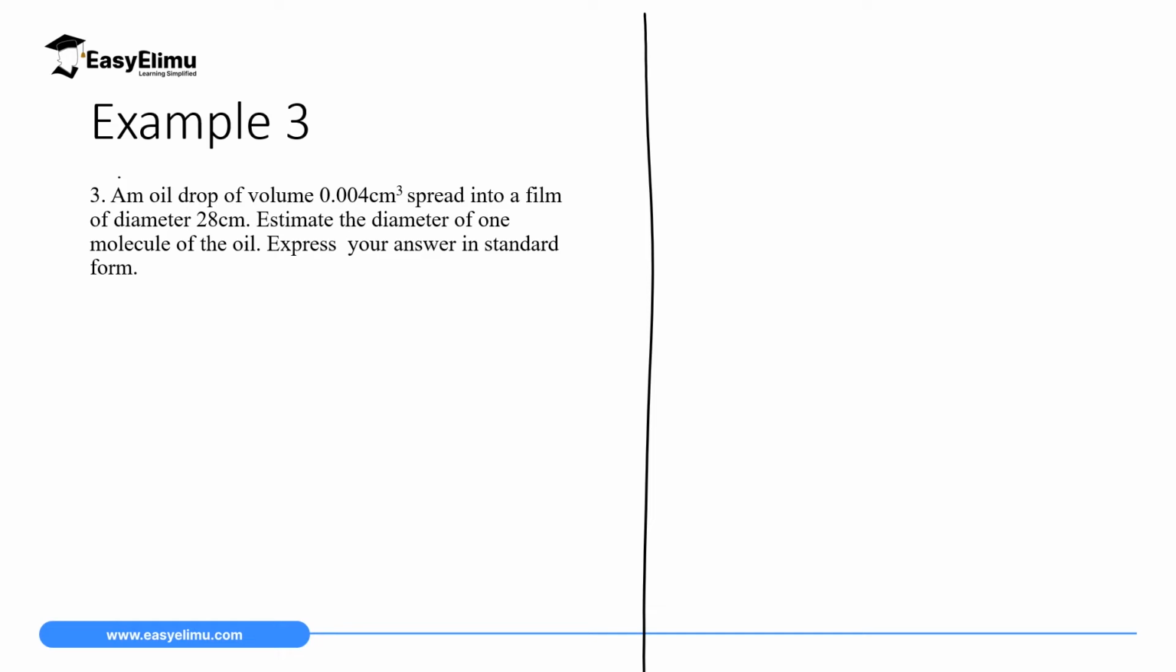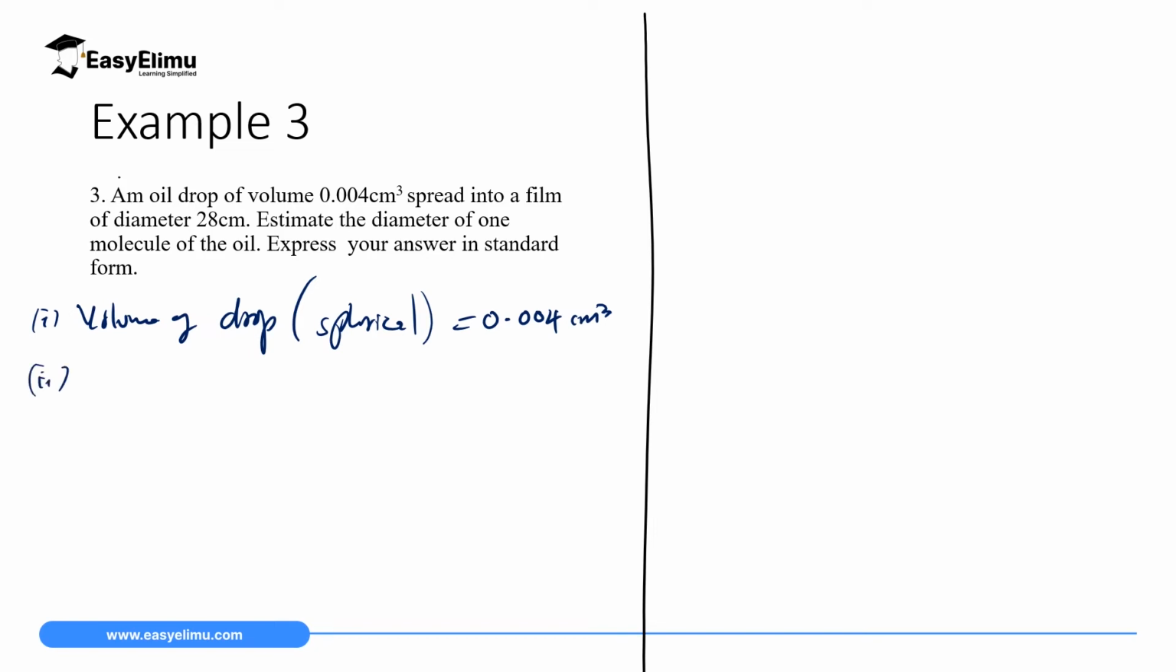So here, as usual, what we do, we write down what we have. In this case, we have the volume of the drop. This drop is spherical, and this volume is 0.004 cubic centimeter. Then the other thing that we have is the diameter of the patch.